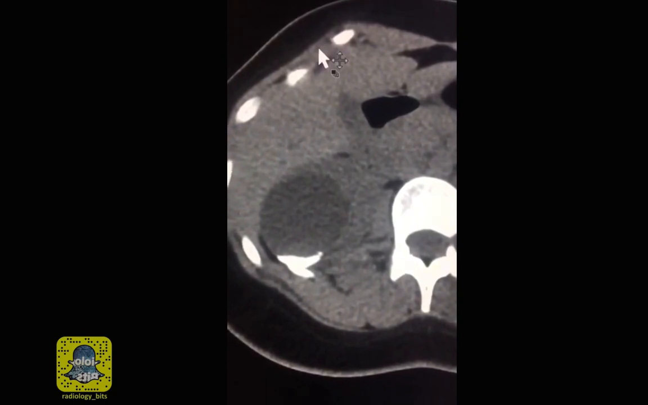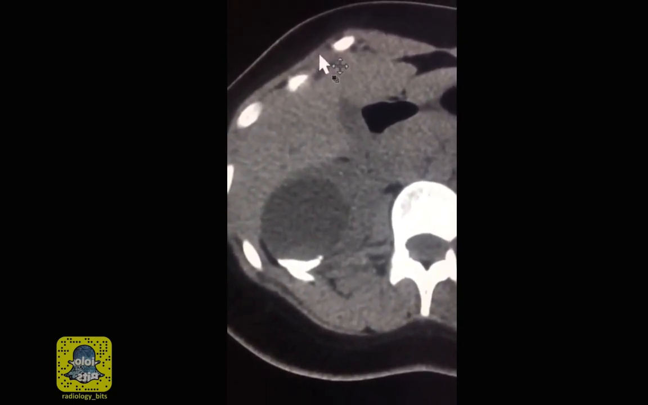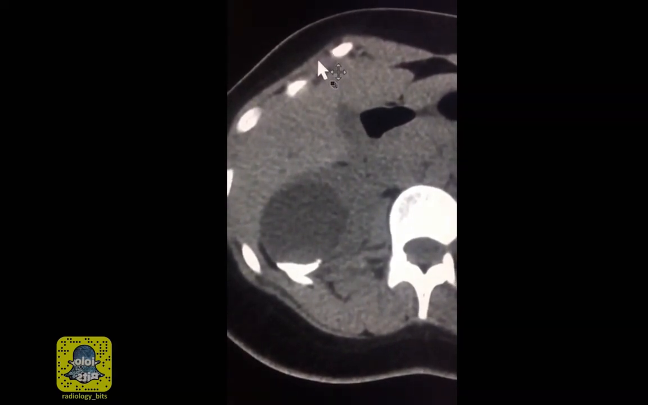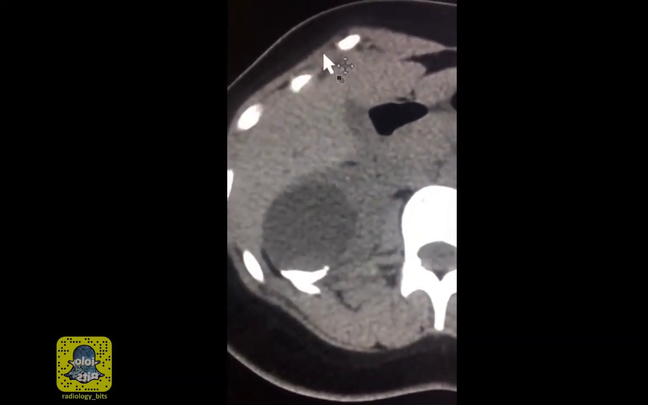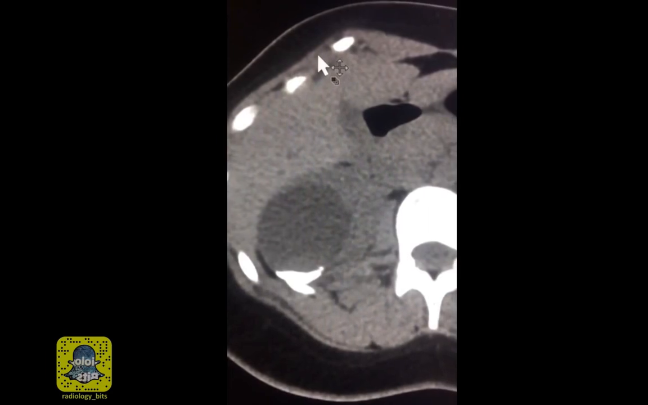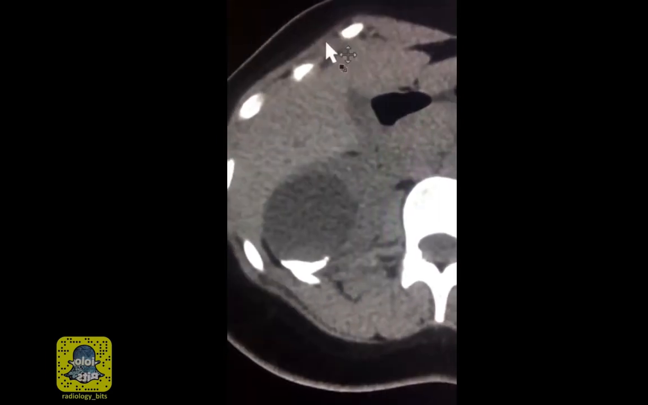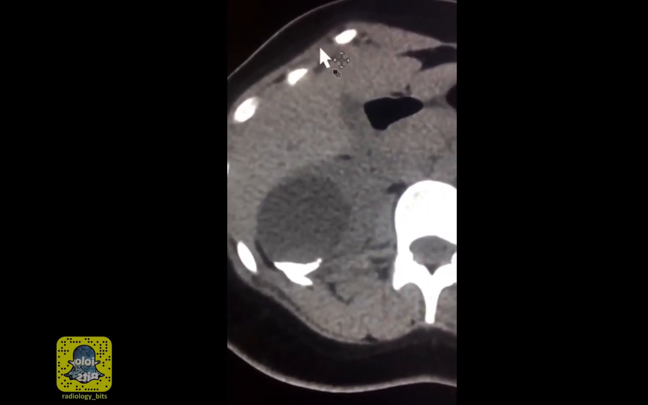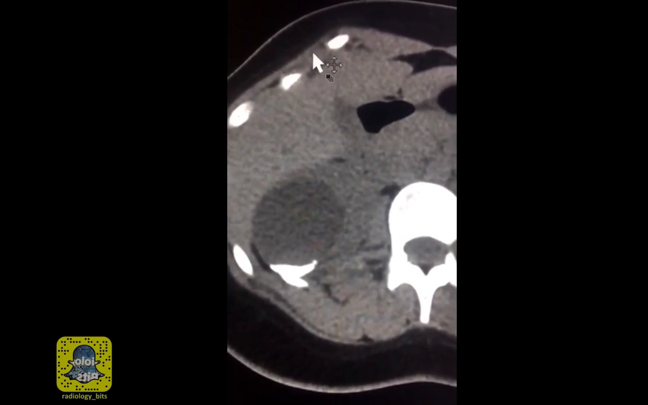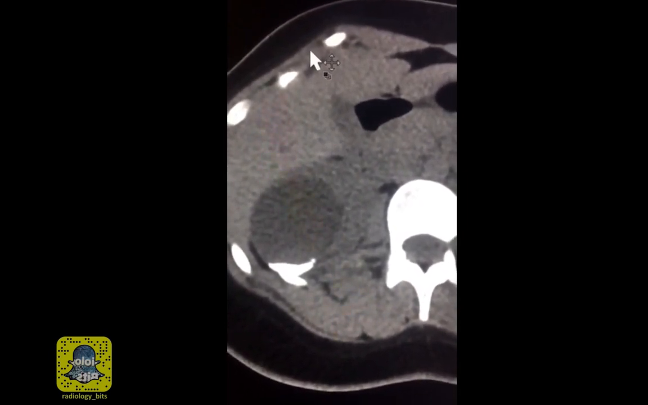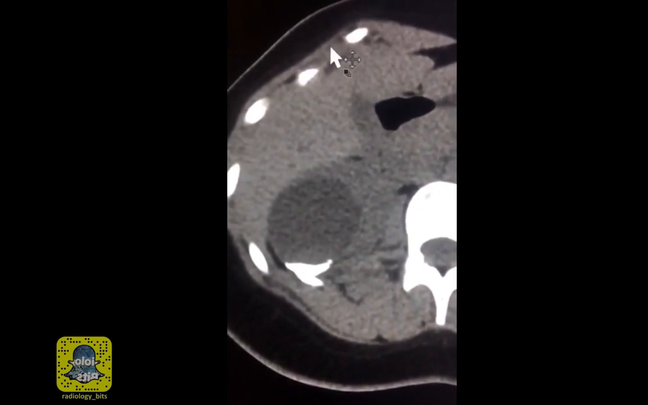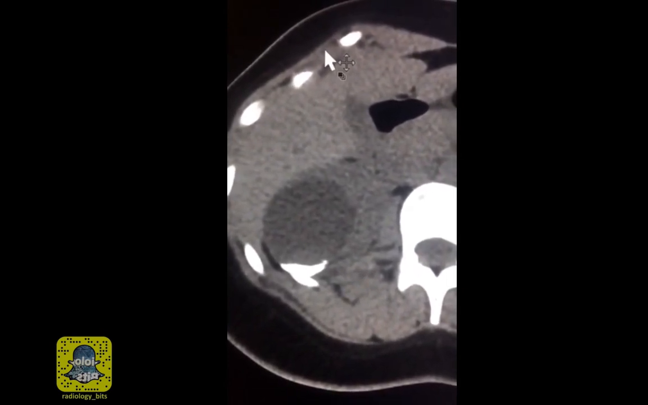Concerning features would be thick nodular walls, thick nodular septations, soft tissue enhancing components, or even high attenuation of a cyst. Calcifications within a cyst is a feature that makes a cyst complex. If calcium is thin, smooth, and punctate, this you could ignore. Also remember, you could ignore milk of calcium, and that's the most important teaching point today.